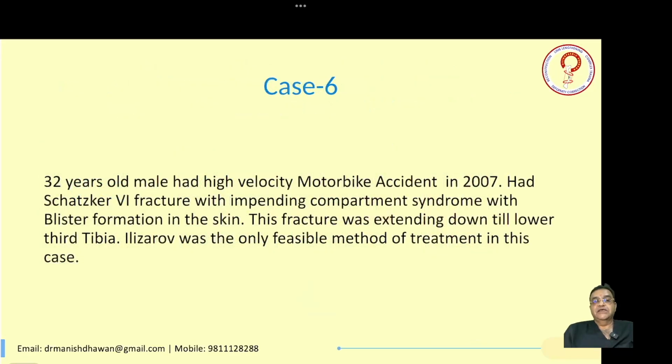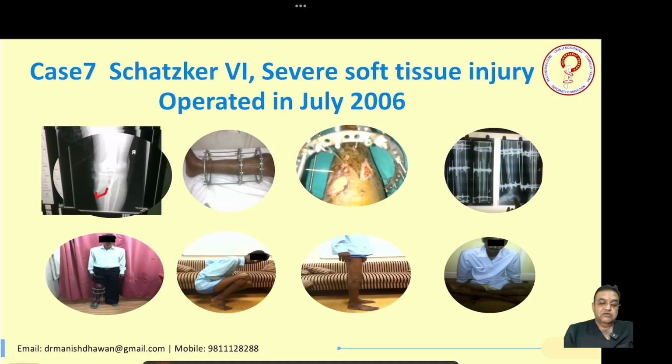Now coming to case 6, this is a 32-year-old male with a high velocity motorbike accident, who had a Schatzker 6 fracture with impending compartment syndrome and blister formation on the skin. The fracture was extending down till the lower third of the tibia, and Ilizarov was the only feasible method of treatment in this case because we could not plan for a very long plate. You can see the proximal part, a very bad fracture extending down, and it was stabilized by the Ilizarov frame, and you can see his knee movements after removal of the frame.